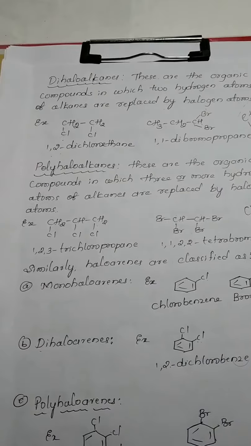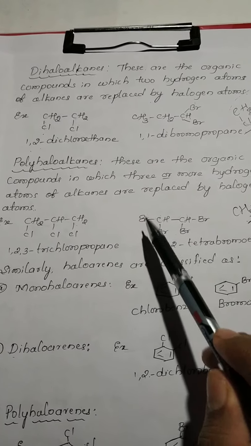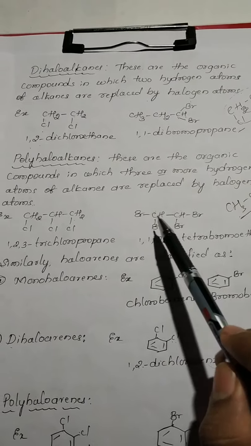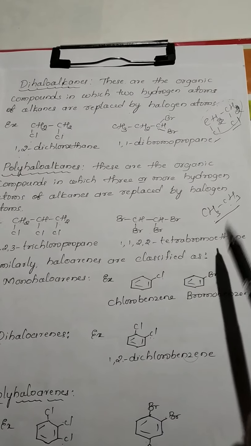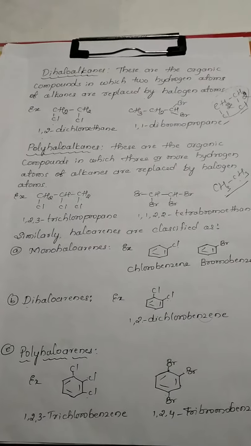And here 4 hydrogen atoms of ethane, actually it was ethane, 4 hydrogen atoms of this ethane are replaced by 4 halogen atoms, hence it is called polyhaloalkanes. The name of this compound is 1,2,2-tetrabromoethane. Okay. Similarly, haloarenes are classified as monohaloarenes, dihaloarenes, polyhaloarenes.